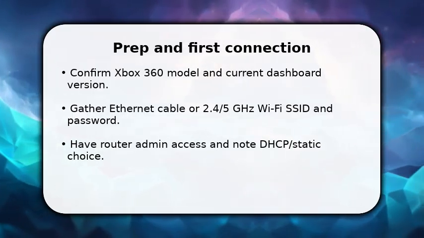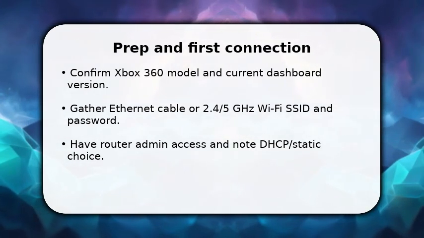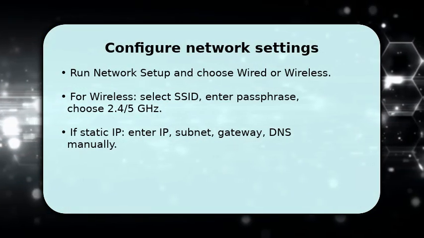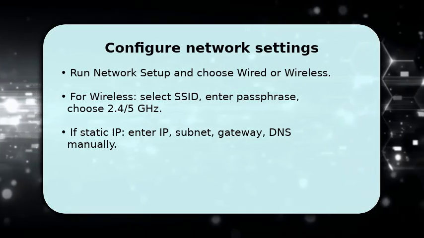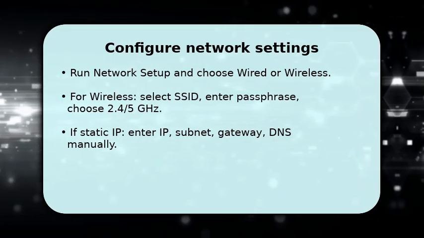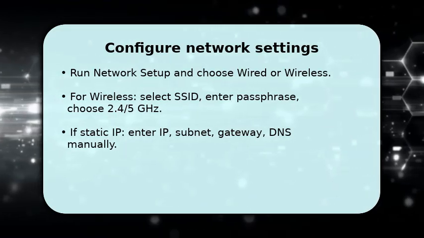This tells the console whether to use DHCP or a static IP, and why that choice matters. You now configure the actual connection, run network setup and choose wired for Ethernet or wireless for Wi-Fi. If wireless, scan and pick your SSID, type the passphrase exactly and select the proper band. This ensures signal strength and compatibility.